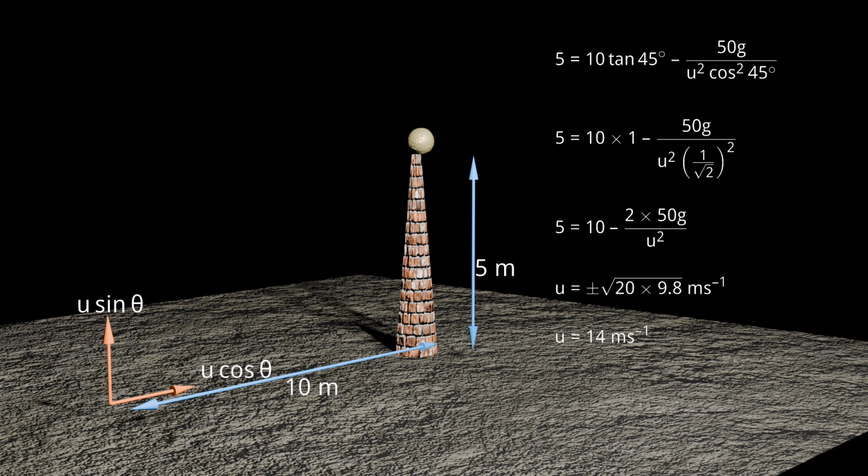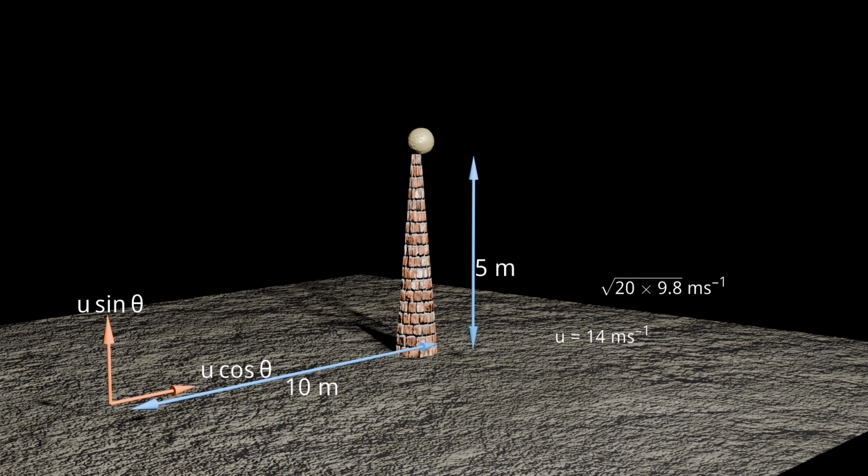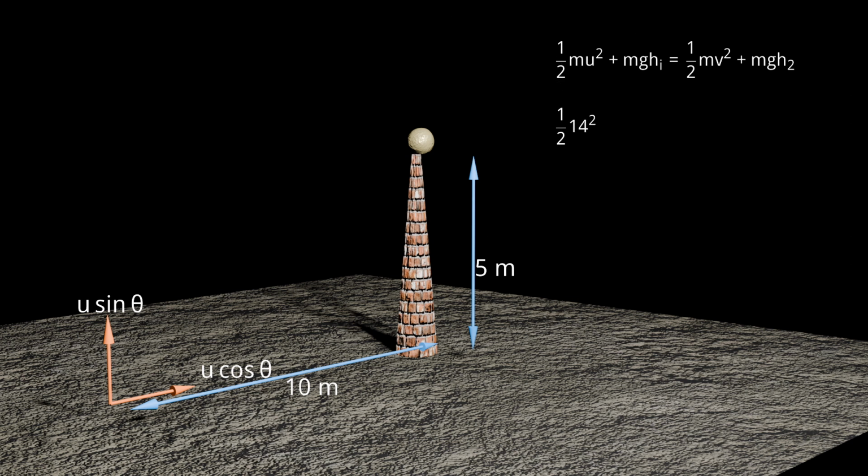Now, to determine the velocity of the ball when it reaches a height of 5 meters, we can apply the principle of conservation of energy. This states that the total mechanical energy comprising kinetic and potential energy remains constant throughout the motion. At the point of projection, the ball has only kinetic energy, since we take the reference point at the launch position, making its initial potential energy 0.